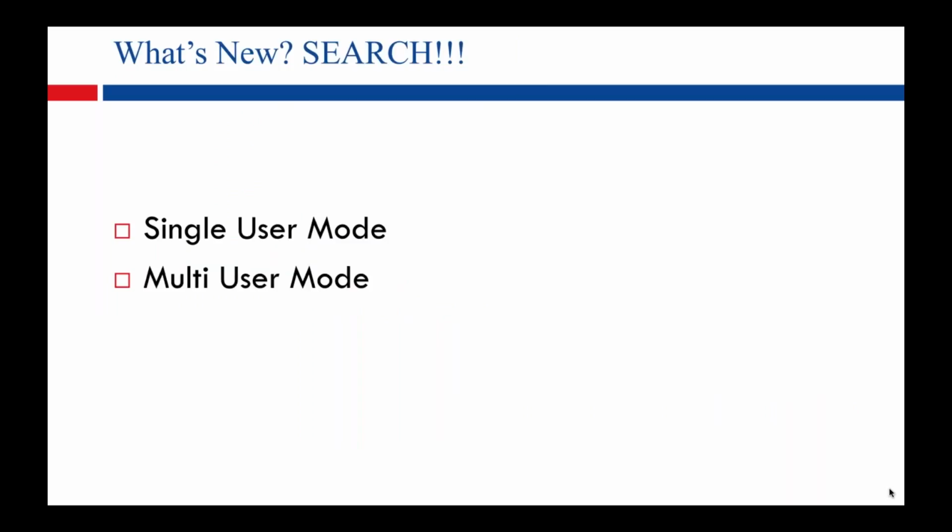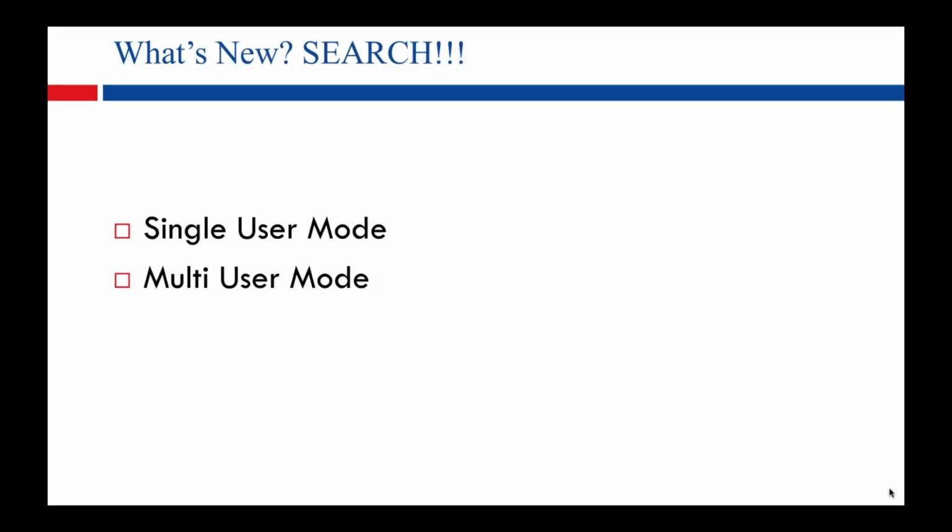So, what's new with FSLogix? Search. That's a big buzzword right now. Search is very, very important. We have two phases of search: single user mode, which is usually around VDI, and multi-user mode, which is usually around XenApp, RDSH, et cetera. Single user mode search was a simple problem to solve. We did it, no big deal. Multi-user mode was a little more difficult.